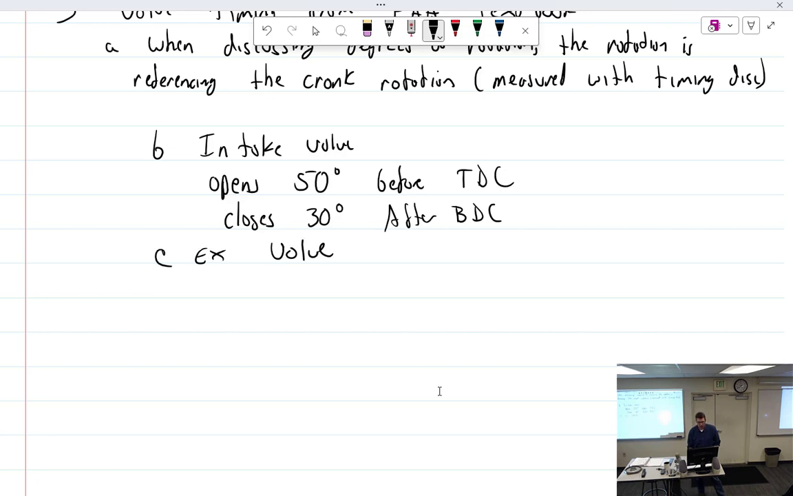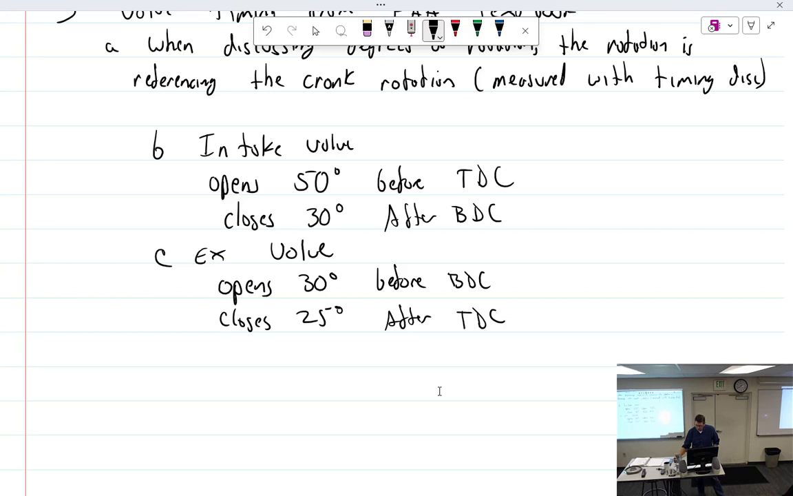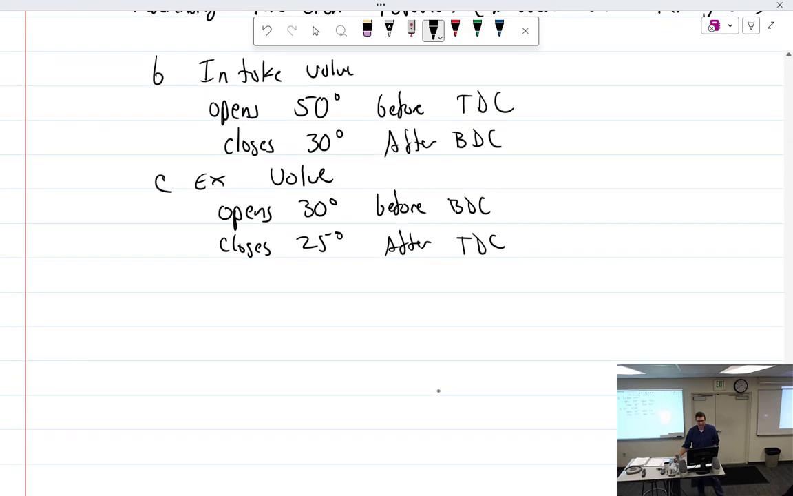The exhaust valve opens at 30 degrees before bottom dead center and closes 25 degrees after top dead center. All right, so let's just take a look at this here. You write that out so you can have the same numbers I'm working with.